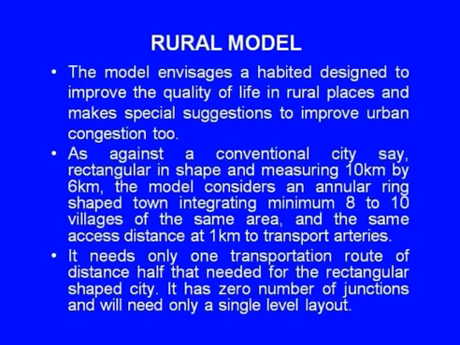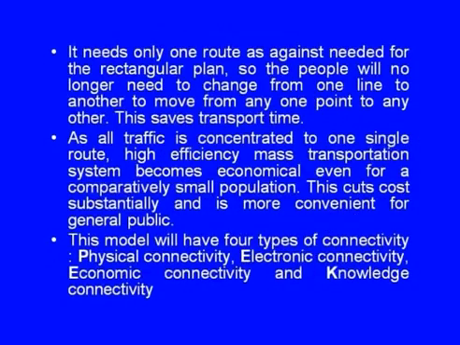As against a conventional city, rectangular in shape, measuring 10 kilometers by 10 kilometers, the model considers an annular ring shaped town integrated to a minimum of 8 to 10 villages of the same area and an access distance of 1 kilometer to the transportation arteries. This would necessitate only one transportation route, half that needed for a rectangular shaped city. This will have zero number of junctions and thus will require only a single level layout. It needs only one route as against the rectangular plan.